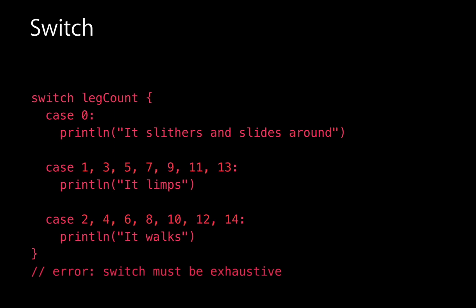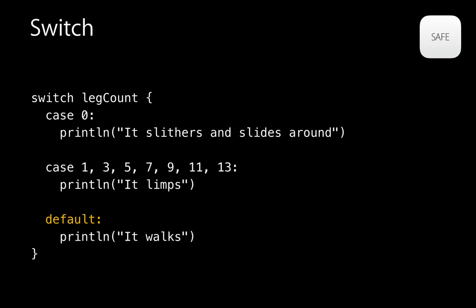If I try and compile this, I'll get an error. And the error says, switch must be exhaustive. In Swift, you must include a case or a default for every possible value that could be matched against. So the easiest way to do that is to supply a default case. And the reason for this is it again makes your code safer.